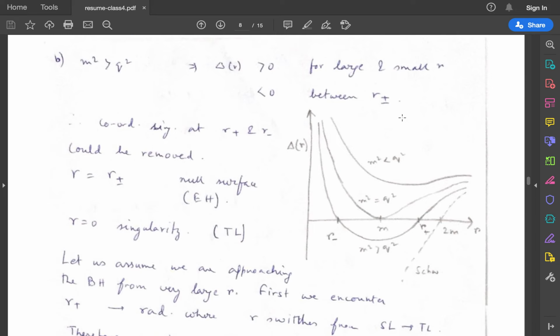The next case is when m squared is greater than q squared. That is the interesting case. This is the case which I have talked about. So a particle approaches here.